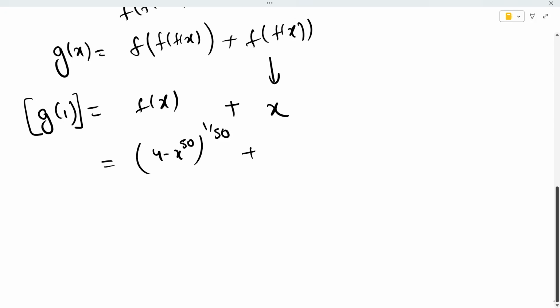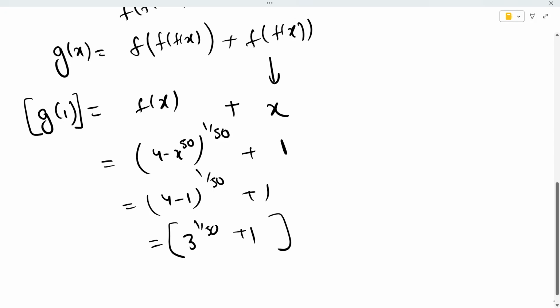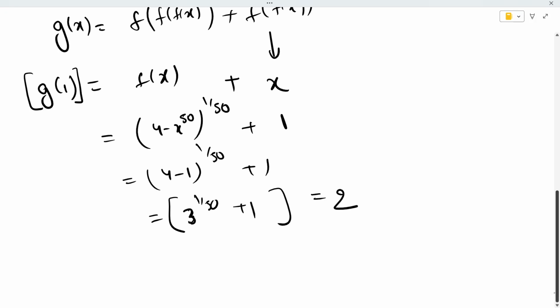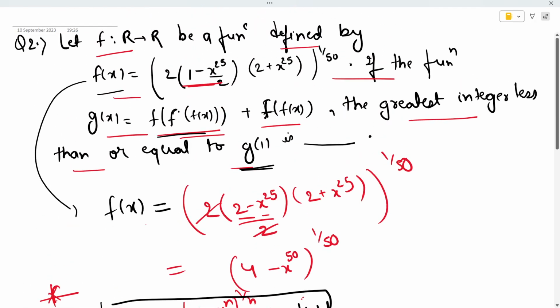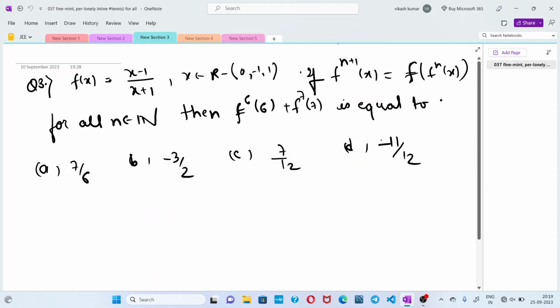Okay, and we have to evaluate greatest integer of this plus 1. When you substitute 1, 4 minus 1 to the power 1 upon 50 plus 1, that is 3 to the power 1 upon 50 plus 1. I have to take the GIF, so this is equal to 3 upon 1 upon 50. You can just do it yourself. This value just lies between 1 to 2, and so this overall value lies between 2 to 3, so this is equal to 2, GIF of this. Okay, so this is the question second. Let's move to the third question.